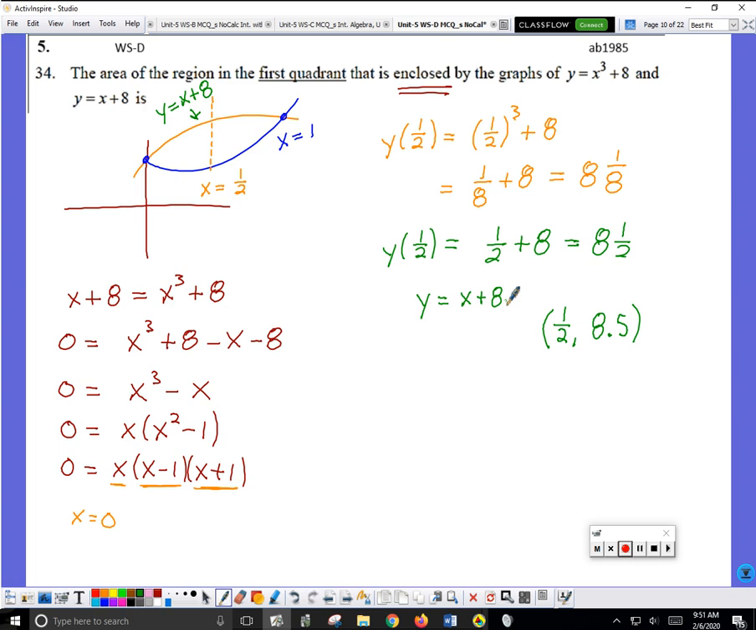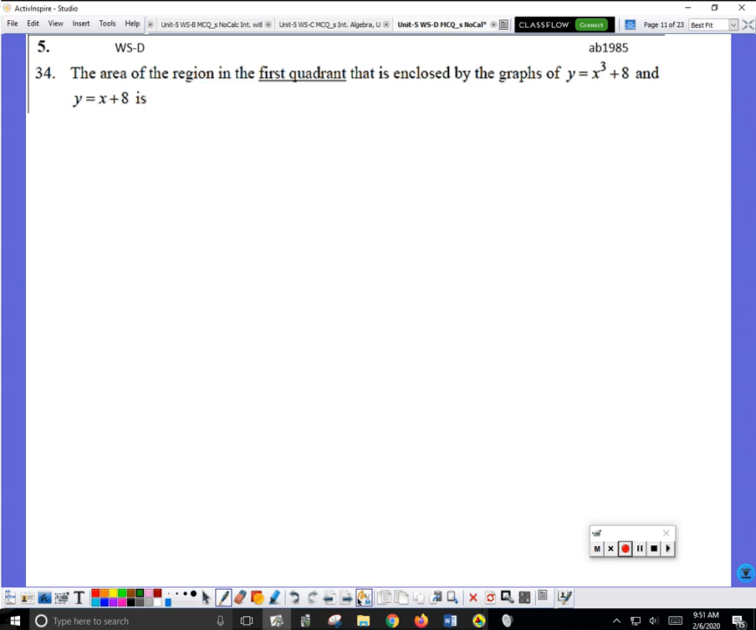Anybody else? Cool. Last thing, memorize fact. To find the area of a region, I simply integrate. I'm going to copy this because I'm running out of room. To find the area of a region, I simply integrate the top function minus the bottom function, just like you did with your calculator. So, clear all this off. Integrate from 0 to 1, top function, x plus 8, subtract the bottom function.